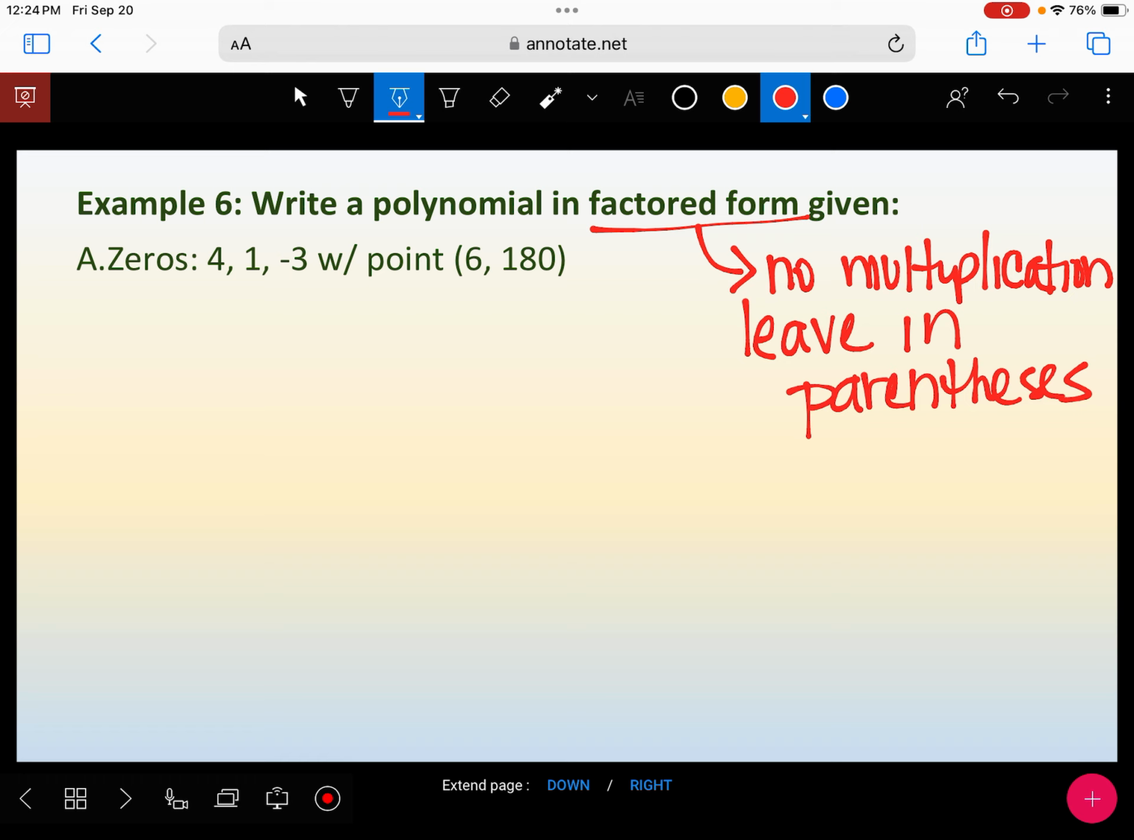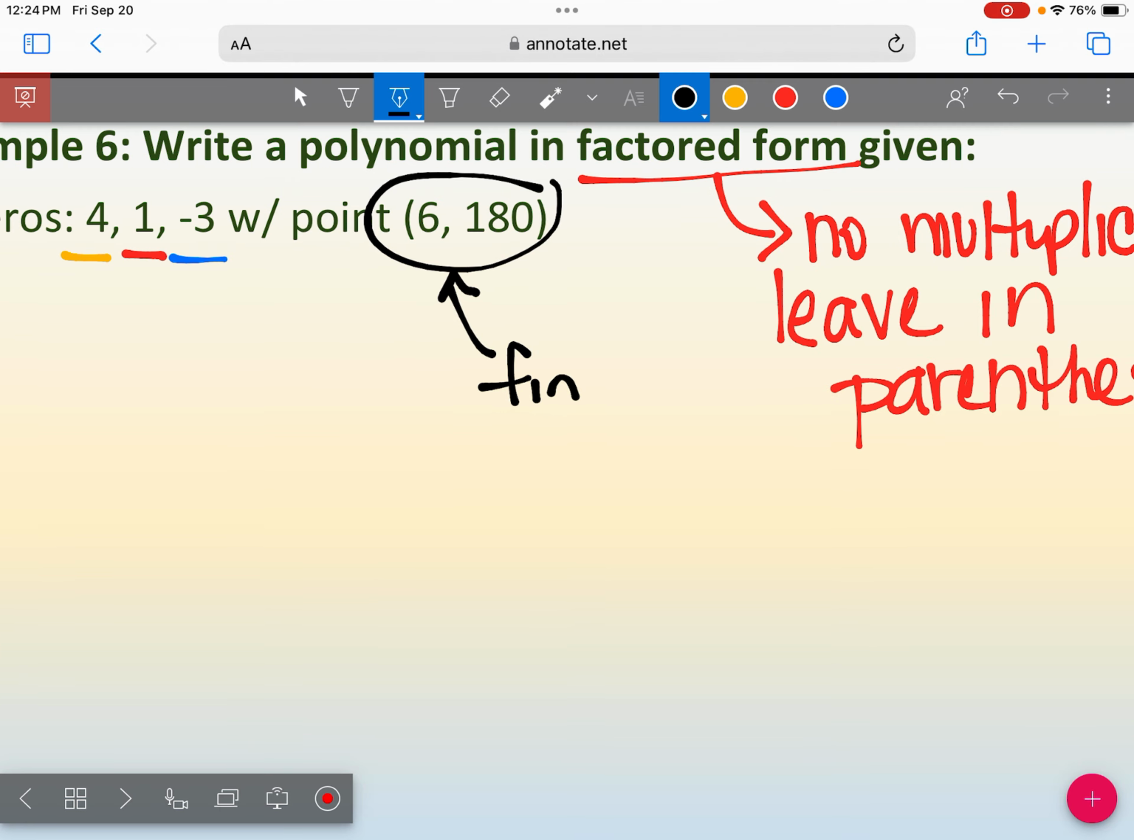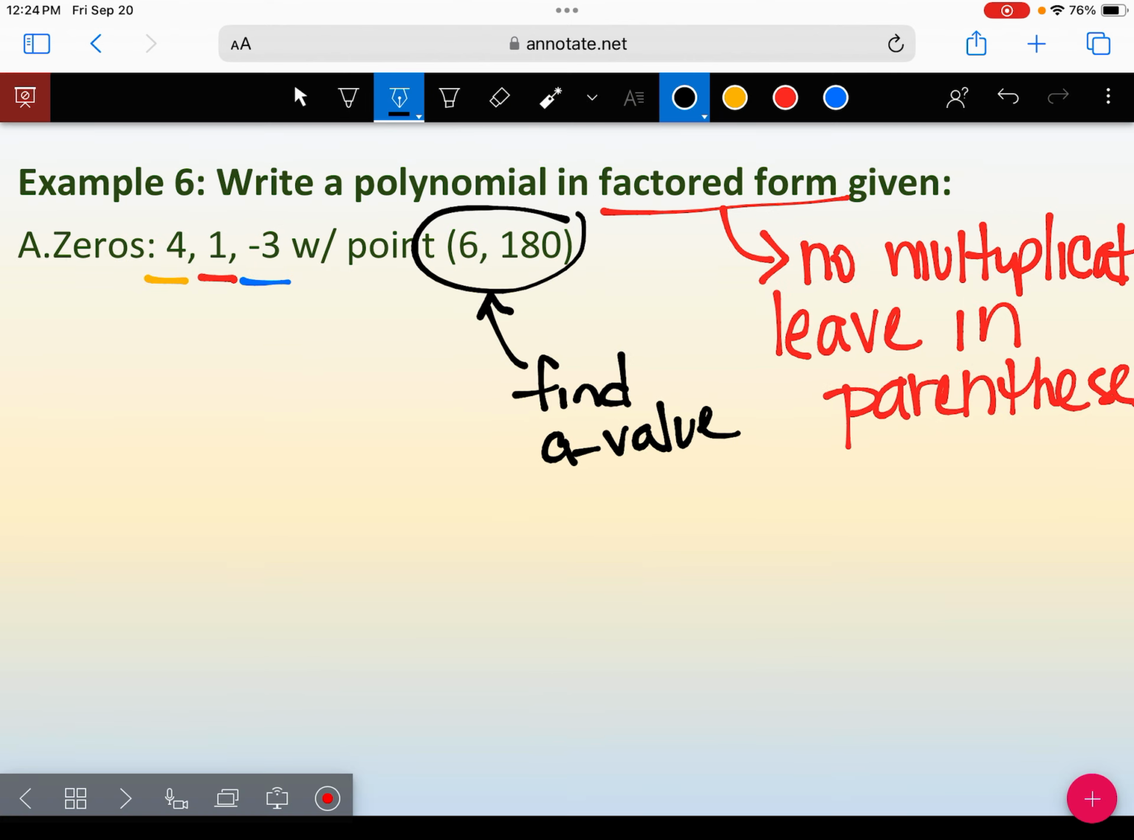So we got 3 zeros. So we got 3 factors. We got a factor here. This one gets a factor. This one gets a factor. And the reason why they gave us a point is so that we can find the A value. If we don't have a point, then we don't know what our A value is. We know our factors, but we don't know our A value. We have to know at least 1 point on the graph in order to find the A value.